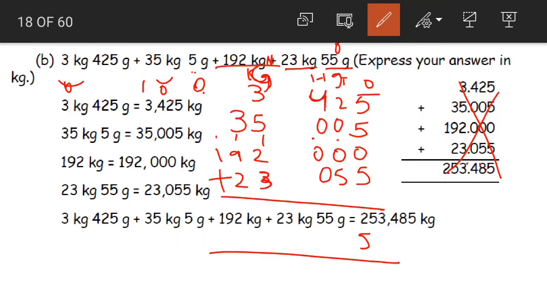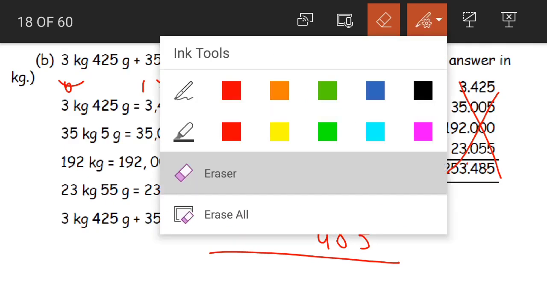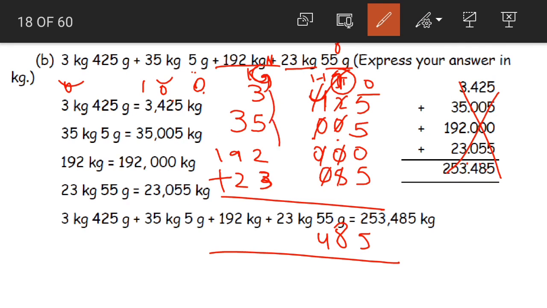Okay, so 5 plus 0 is 5, 1 carried, 1 plus 2, 3, 3 plus 0, 3, then 3 plus 5, 8, 4 plus 0, 4 plus all zeros is 4 only. Next we have 3 plus 5, 8, 8 plus 2, 10, 10 plus 3, 13.